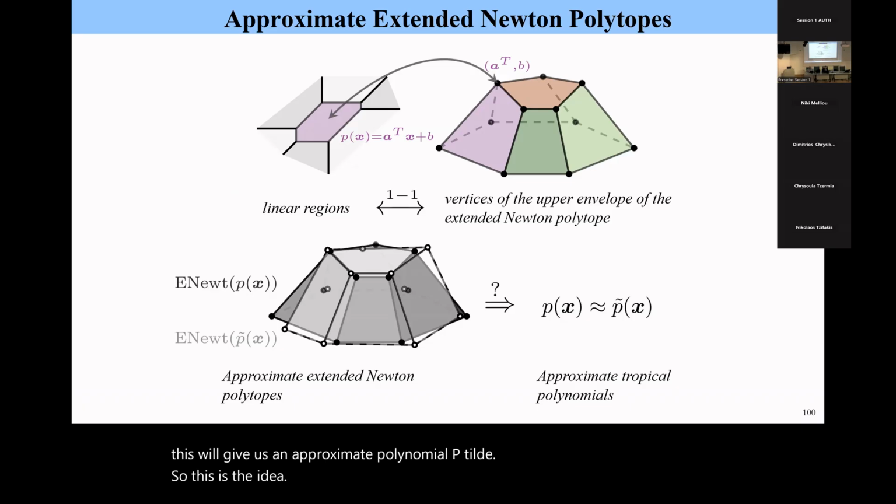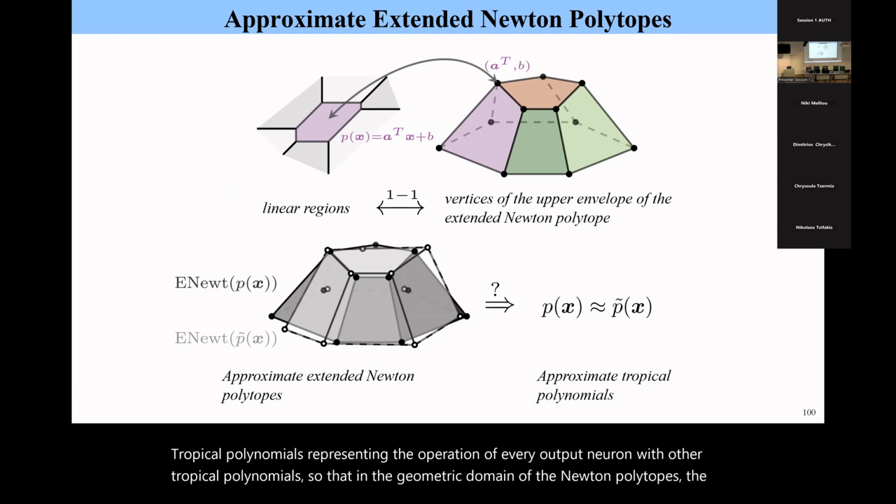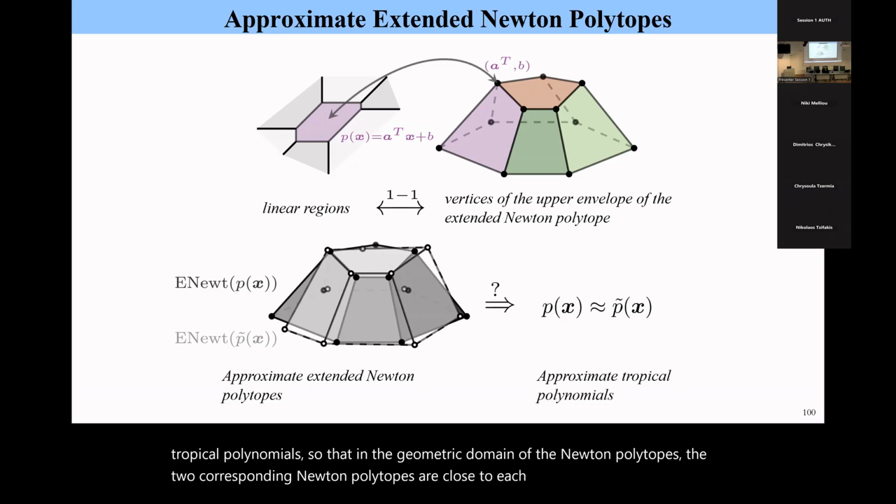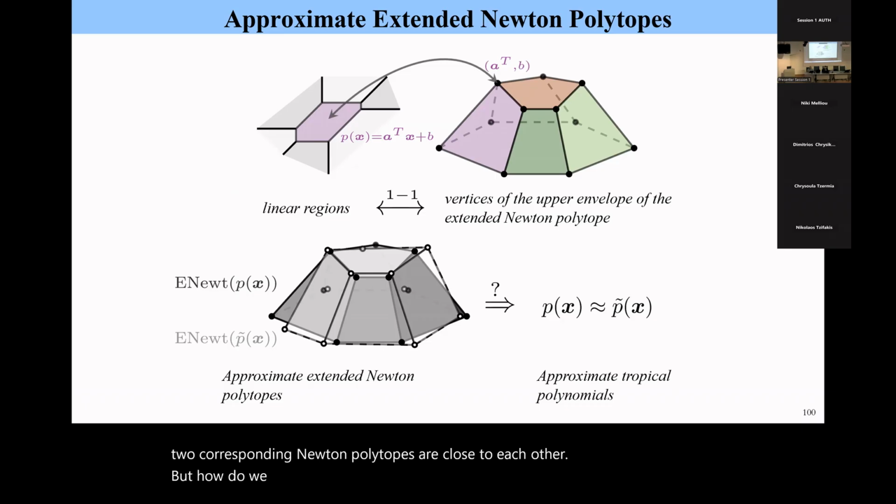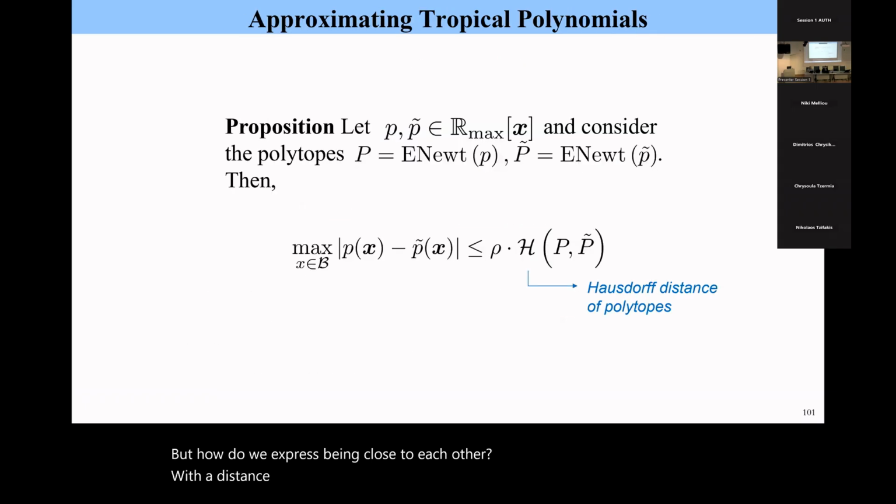We will approximate the tropical polynomials representing the operation of every output neuron with other tropical polynomials, so that in the geometric domain of the Newton polytopes, the two corresponding Newton polytopes are close to each other. But how do we express being close to each other? With a distance function, which is called Hausdorff. It's denoted on these slides with the capital H.